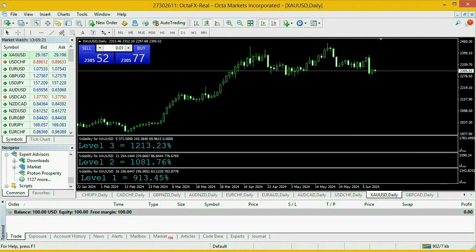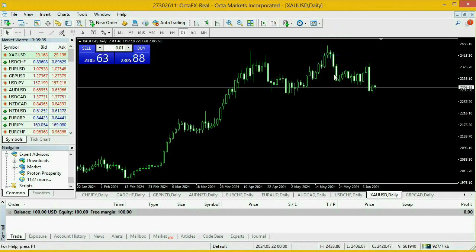Here's how this works. Volatility percentage must be incremental from level 1 to 3. This means level 2 must be greater than level 1 and level 3 must be greater than level 2. This volatility increase plus our expert's algorithm creates a very high probability for successful trades.